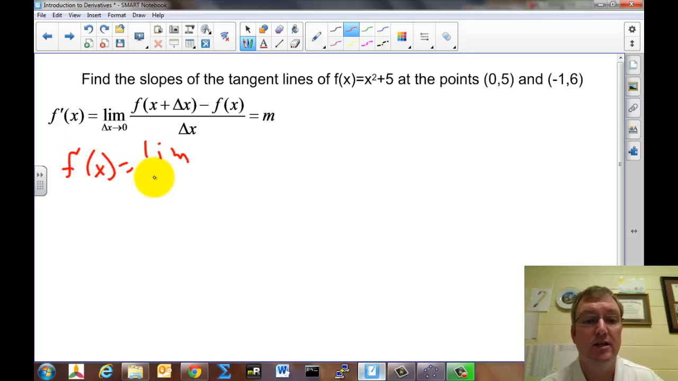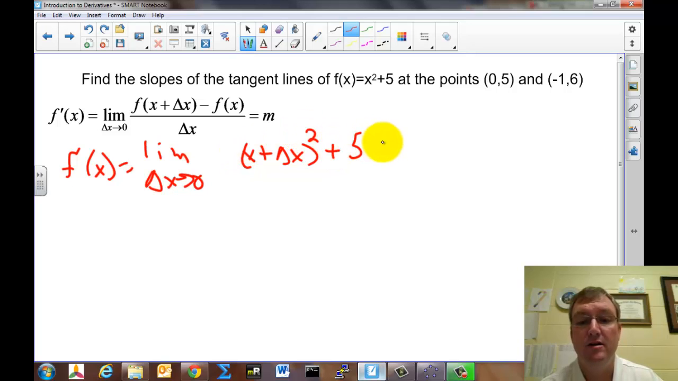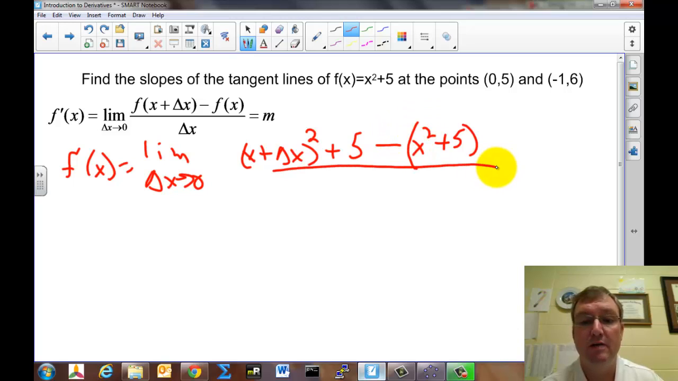We're going to take the limit as delta x approaches 0, x plus delta x. So we're going to replace this x here with x plus delta x squared plus 5. Then the minus sign that was right here, the function itself, x squared plus 5. Remember to keep it in parentheses or distribute that minus sign through over delta x.